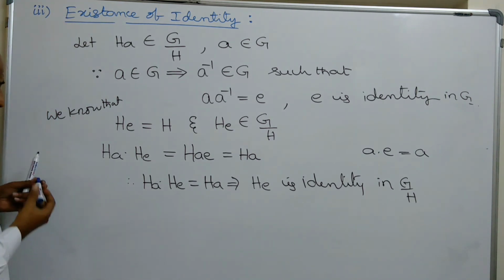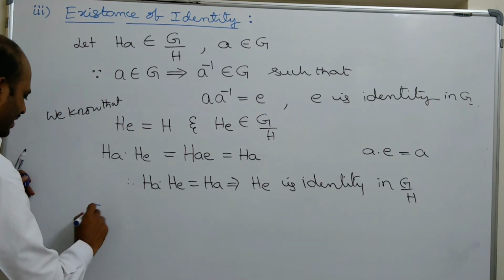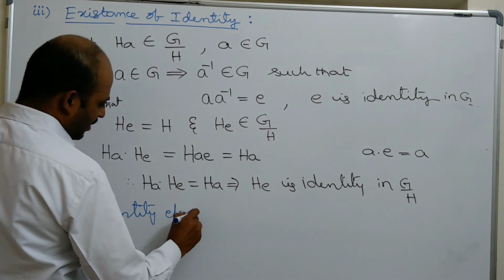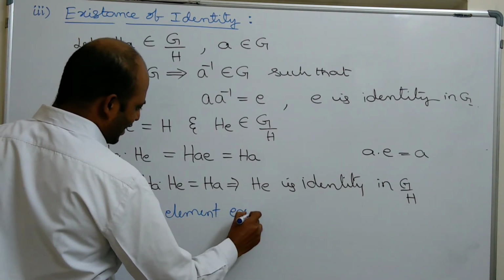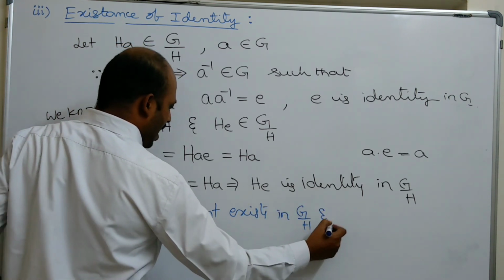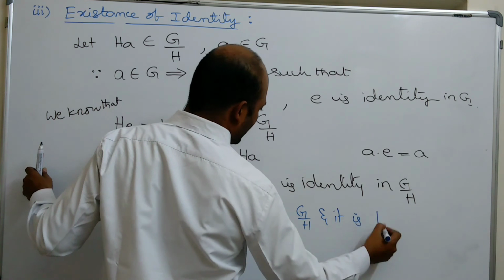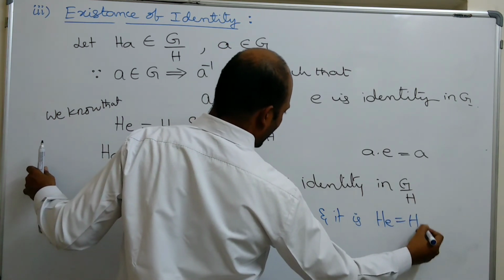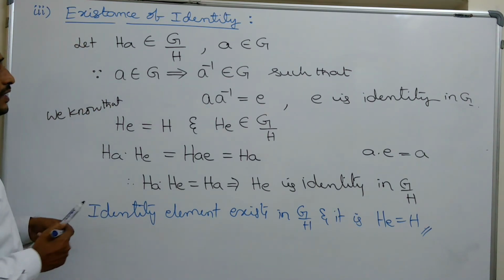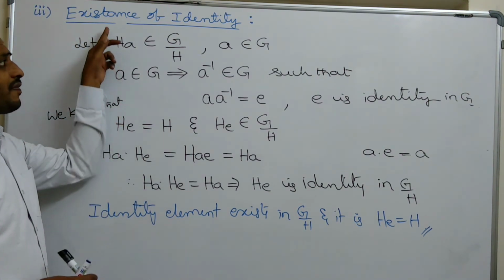Therefore, identity element exists in G by H. And that identity element is He, which is equal to H. H is itself the identity. Again, you observe the existence of identity.